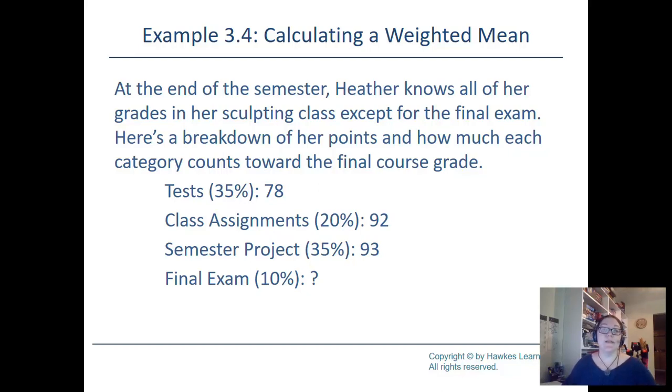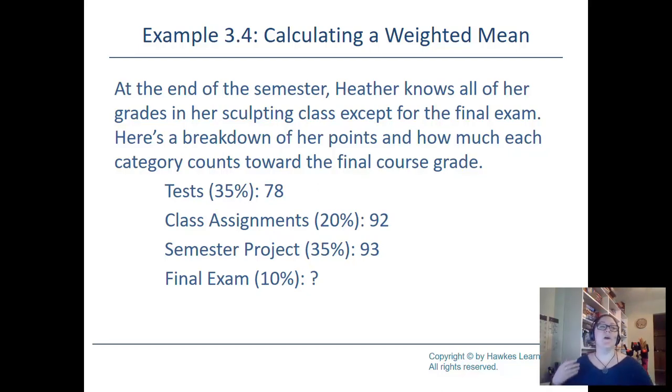Now, here's the breakdown of her categories, how much each category is worth, and what her grade is at those, okay? And how much they count towards that final category grade is in parentheses. So we have tests, which are 35% of the grade, and she's averaged a 78. Our class assignments are 20% of our overall grade, which she has averaged a 92 on. Her semester project is 35% of the grade, which is a 93.